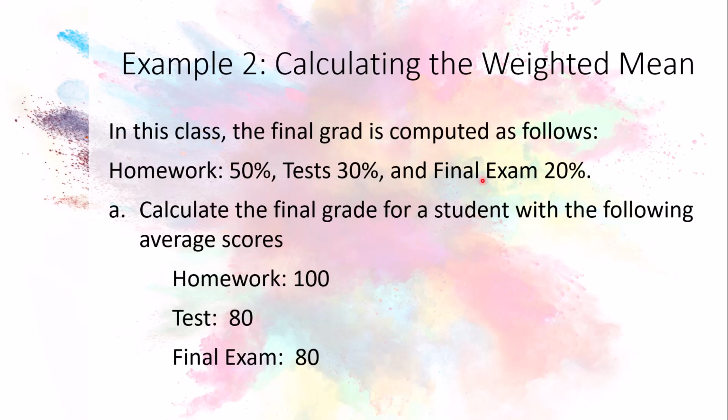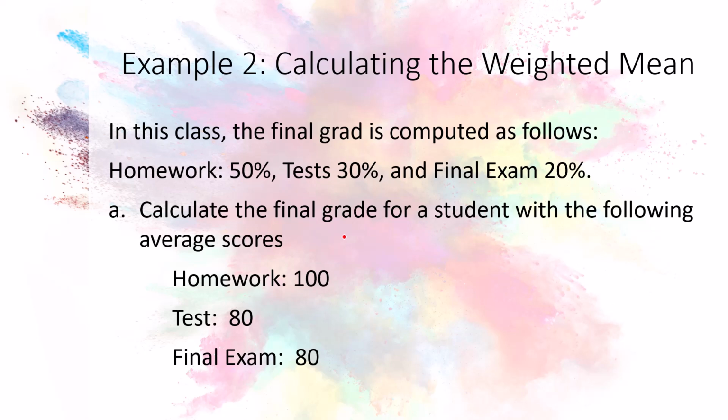So here we go. This is our class, and in our class, the final grade is computed as follows. The homework is 50%, the tests are 30%, the final exam is 20%. Now, for this particular case, we want to calculate the grade for a student with the following average scores. He aced the homework, got a B on his test average, and got a B on the final. So what will his final grade be?